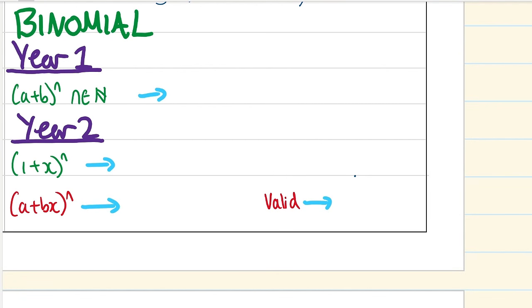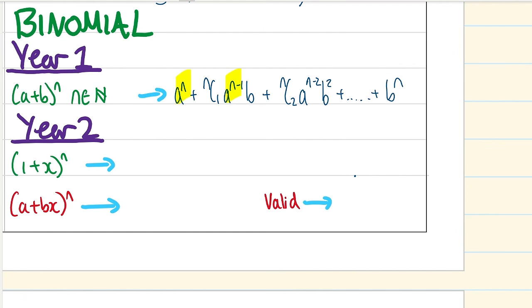Year 1 binomial is when we have a natural number as the power. And the formula for this is as follows. The way I remember this is that the powers of a go down by 1 each time, as the powers of b go up by 1 each time. So b to the 0 there, b to the 1, b to the 2. And they always add to make the overall power.